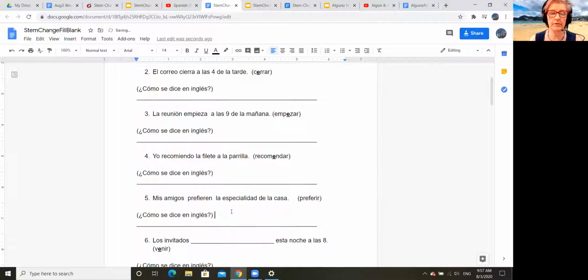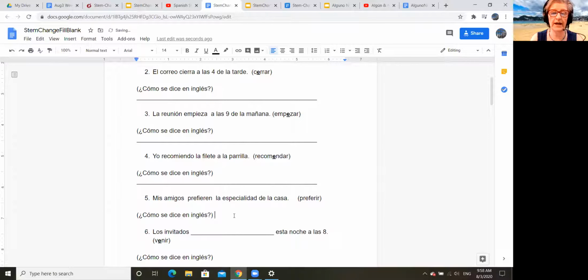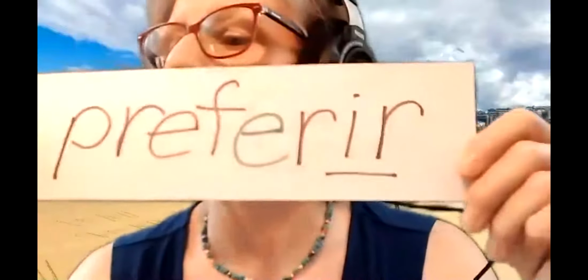Perdón. Gotta get my cursor in the right place. Oh, I know why. Gotta get rid of this to type it in here. Okay. Preferir. Tenemos dos E's. We've got two E's. And actually, I'm going to take this off of sharing so I can show you on my big card. Es más fácil. Voy a mostrarles aquí. Preferir.